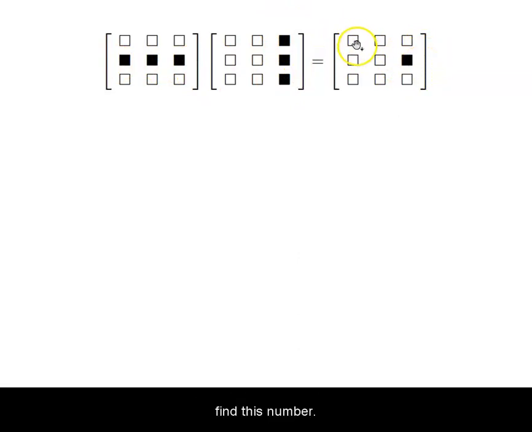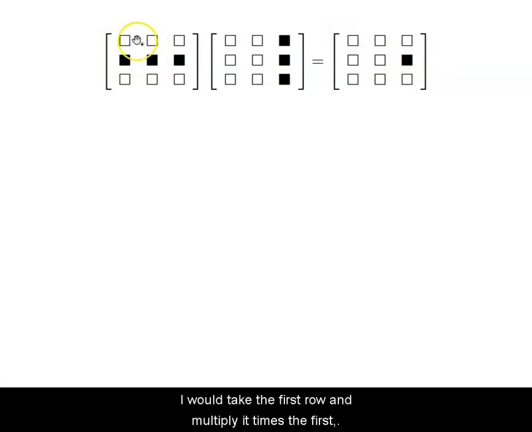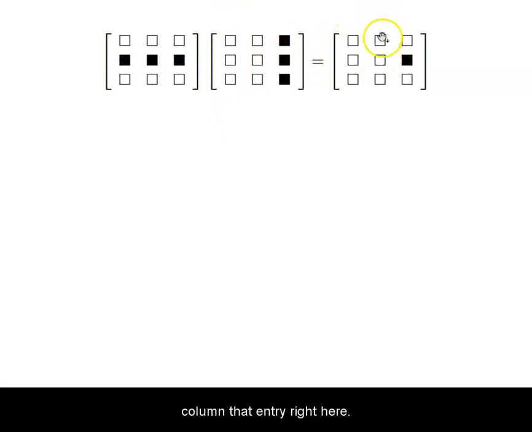So if I want to find this number, I would take the first row and multiply it times the first column to get the first value. To get the second, this entry here, which is in the first row and the second column, I would need the first row times the second column to get the entry in the first row, second column, right?